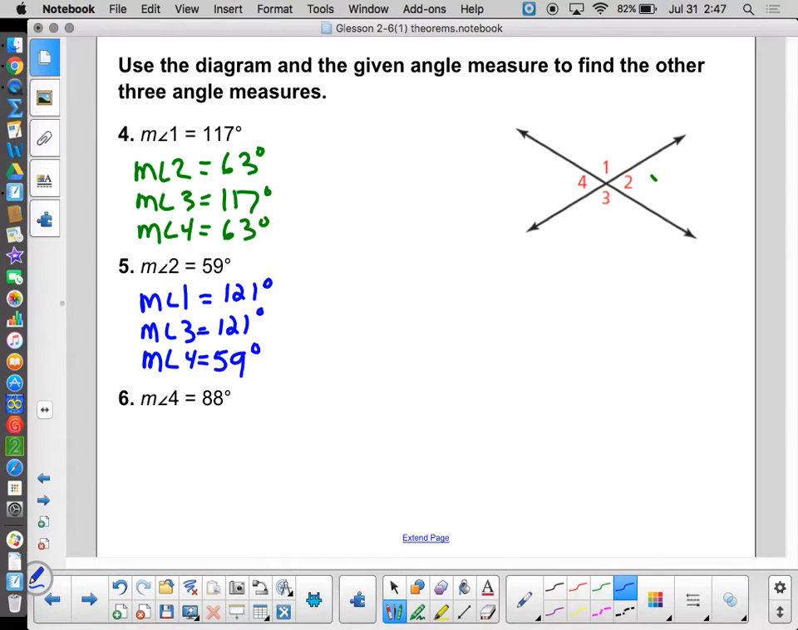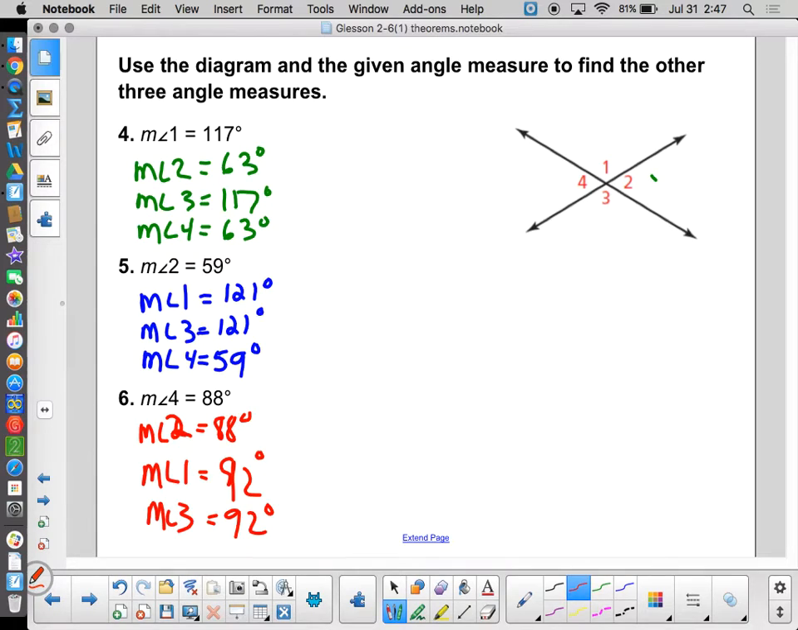For this one, m∠4 is 88°. So again, we're resetting. I'll switch colors. 4 and 2 go together, so I'll do that next. m∠2 is also 88 degrees. And m∠1 is 92 degrees. m∠3 is also 92 degrees. So we have all of our angle measurements. You'll be seeing problems like that. Not really very difficult.